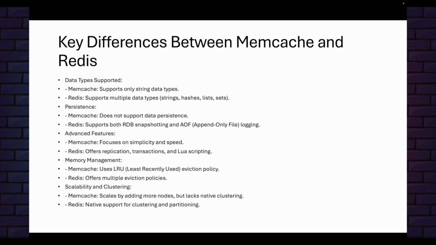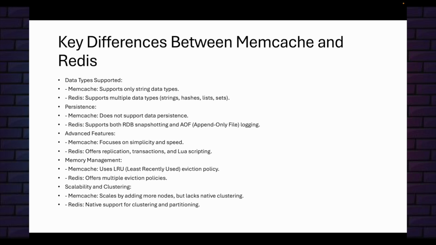The main difference is data structure support, because Memcached only supports string key-value pairs, but Redis supports multiple data structures as we discussed. In regard to persistence, Memcached doesn't support persistence out of the box, but Redis supports RDB format backups and also the append-only file, AOF, which you can use if you want to restore to a point in time. Memcached is focused only on speed, but Redis offers replication, transactions, and also Lua script.